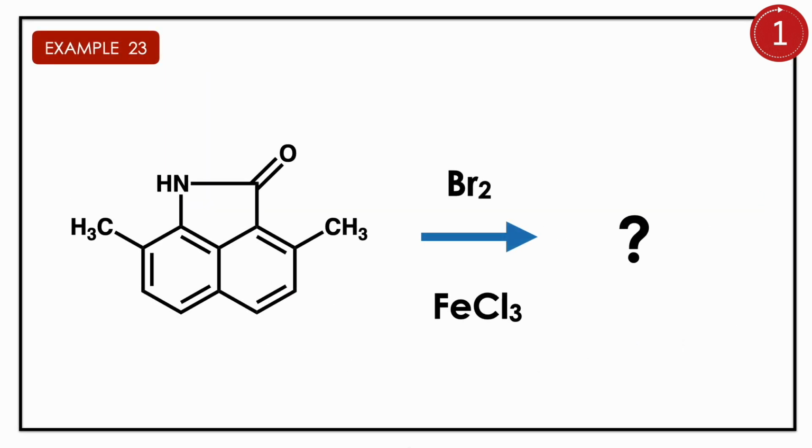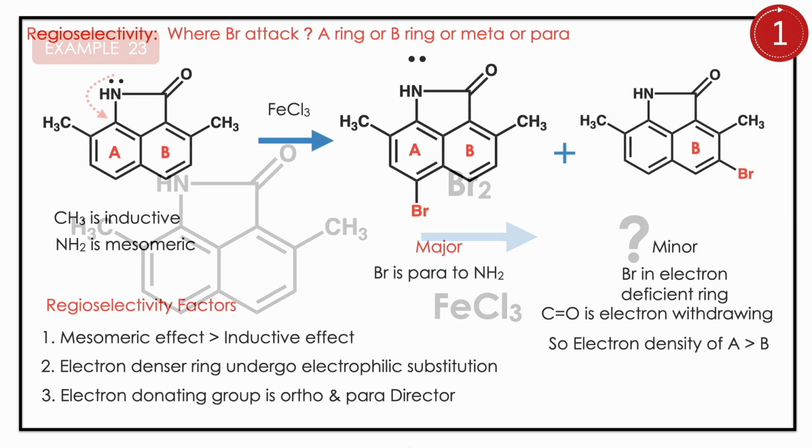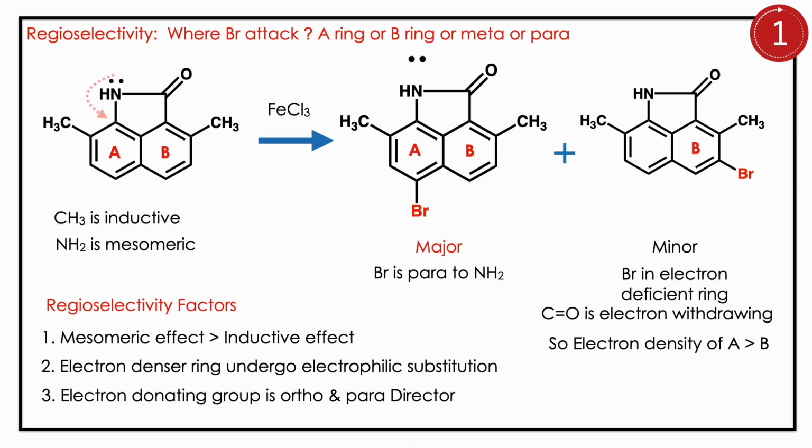Then the next example, you have naphthalene with an amide attachment and two methyl groups. You are reacting with bromine and ferric chloride. You should find what will be the final product. Here two rings are there, where the reaction is happening is the real question, that is called regioselectivity. Since you are using ferric chloride as the Lewis acid, it promotes the reaction. So both rings will be activated. Which ring reacts is the regioselectivity.